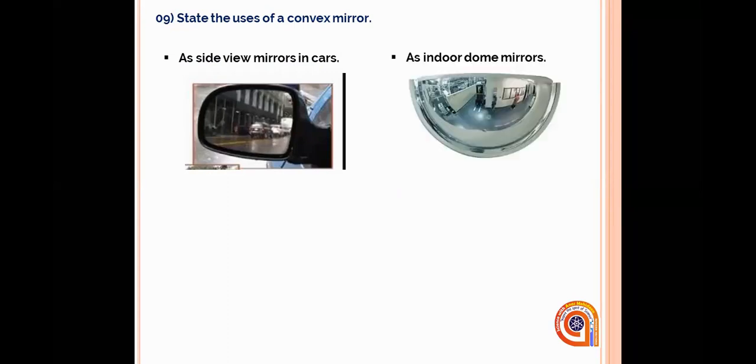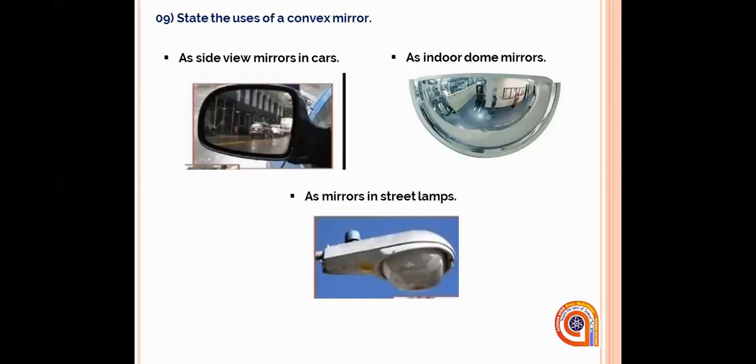State the uses of a convex mirror. As side view mirrors, rear mirrors in cars, vans and vehicles, the side mirrors are convex mirrors. And as indoor dome mirrors in complexes, supermarkets, and even in companies and factories, you could have seen a mirror attached to the roof, so as to have a focus over the whole area inside. Outdoors also we use them, even as mirrors in street lamps.